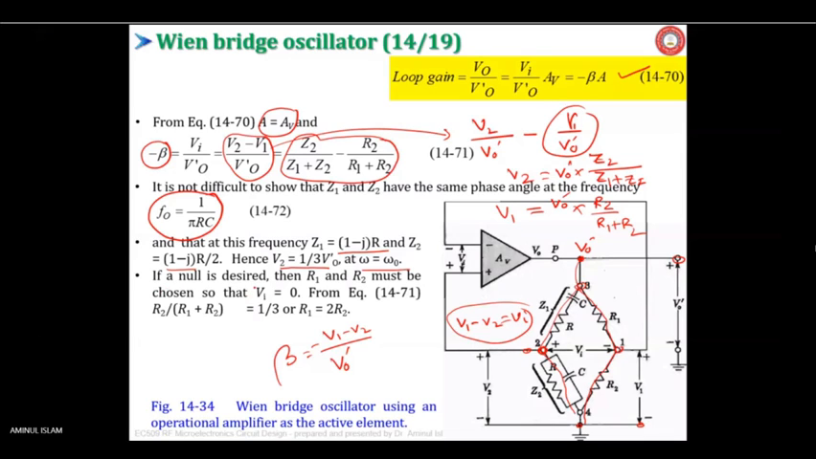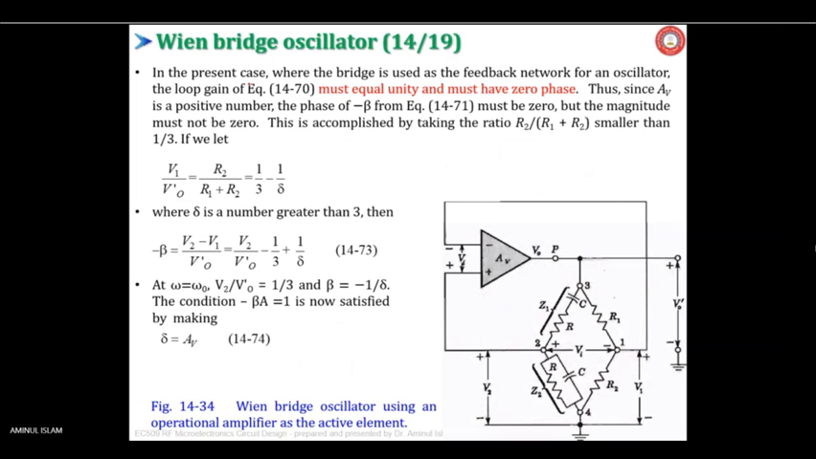If a null is desired, null means V1 minus V2 equals 0, then R1 and R2 must be chosen so that Vi equals 0. And from this equation, R2 by R1 plus R2 equals 1/3, or R1 equals 2R2. With this value of R1 and R2, this is possible.